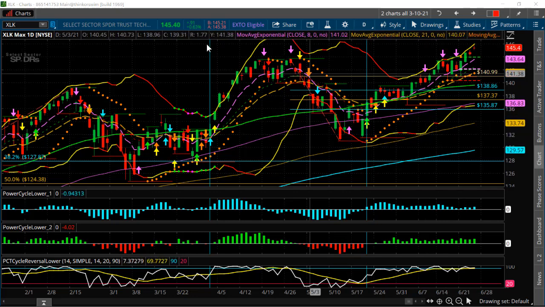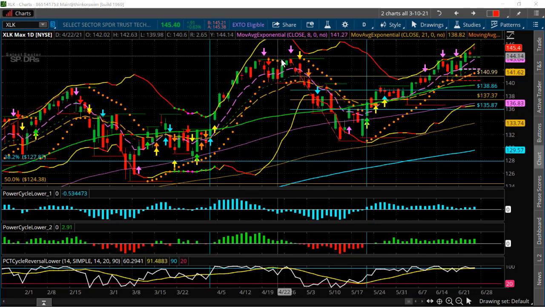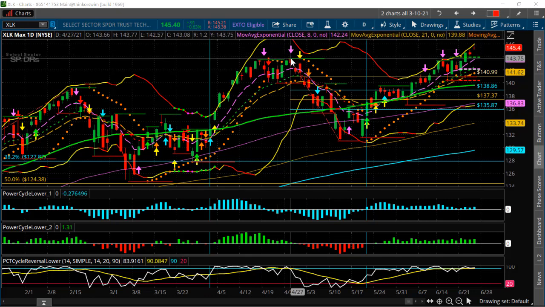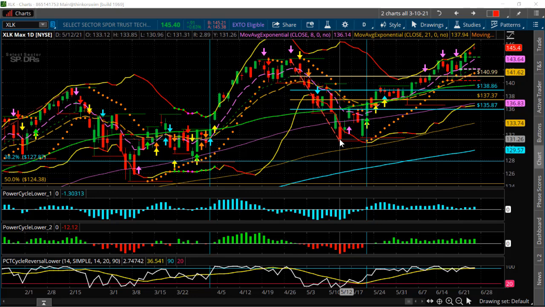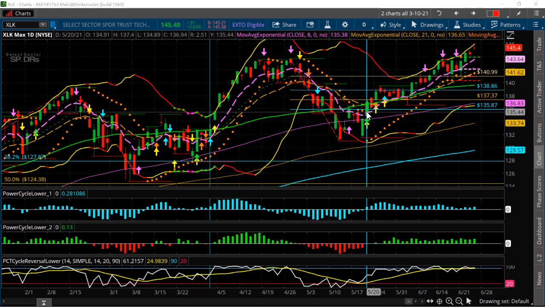So one thing that I saw here was XLK, which is the technology sector. You can see it had a big sell-off that started end of April and made that low into May. Then, based on our power cycle trading model, we had what we call a momentum trigger and then a price trigger right here on the XLK. That came on about the 20th of May.